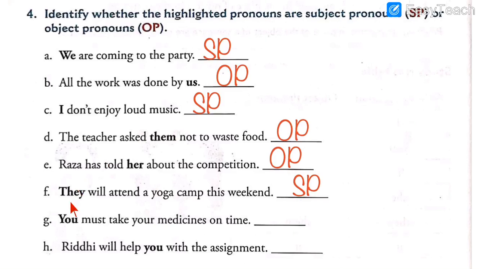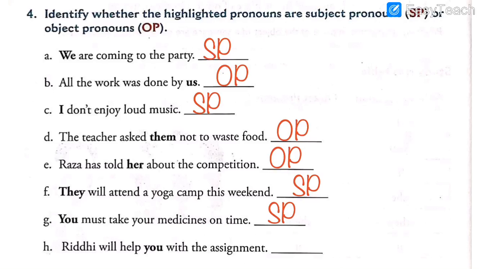So here we can clearly see, you must take your medicines on time. Means maybe a mother is telling her child. So she is talking to one child at a time. It is singular. So when it is singular, it is subject. Remember the explanation that I told you, you is common in subject and object, but if it is singular, if it is one person, then it is subject pronoun. So answer number 7 again will be SP, subject pronoun, because we are talking to one person at a time.